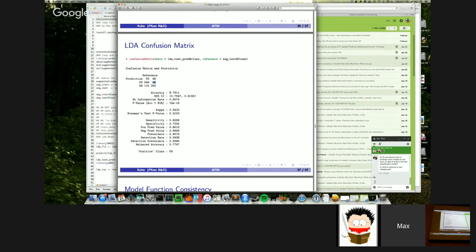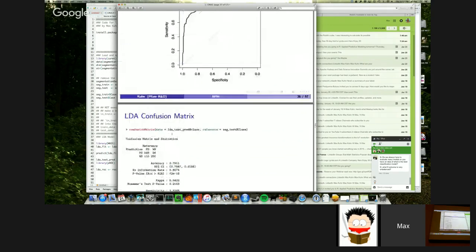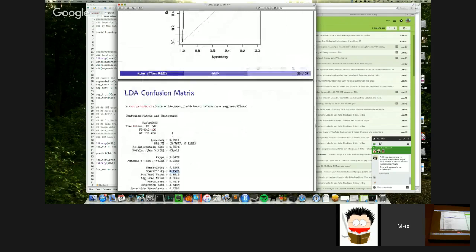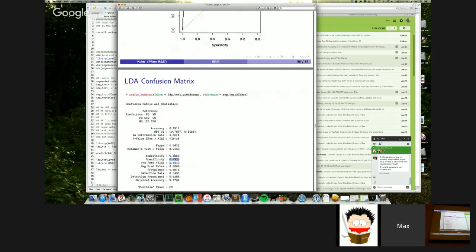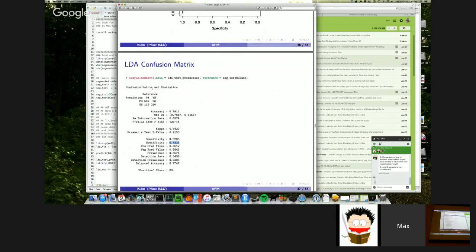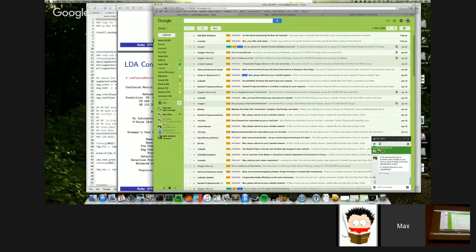So here's accuracy, it's about 80%. Kappa is about 0.54, which is pretty decent. Here are the same numbers that you saw up above in the confusion matrix, 0.723 and 0.82. So if you want to look at the predicted classes under the default cutoffs, that's how you would do it.